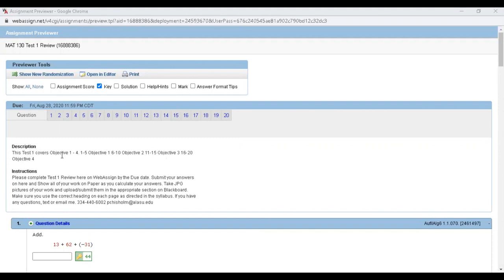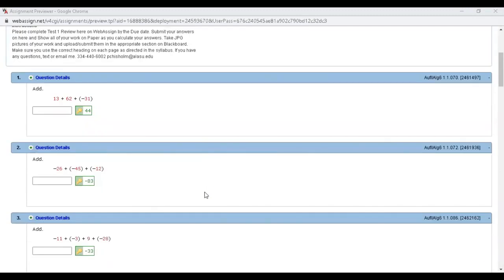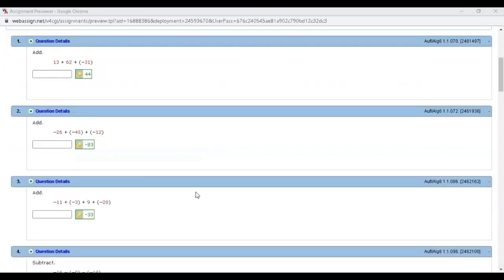So for test 1, questions 1 through 5 cover objective 1. Questions 6 through 10 cover objective 2. Questions 11 through 15 cover objective 3, and questions 16 through 20 cover objective 4. As stated in the syllabus, you have the opportunity to score 25 points for each objective. So let's go ahead and jump in.